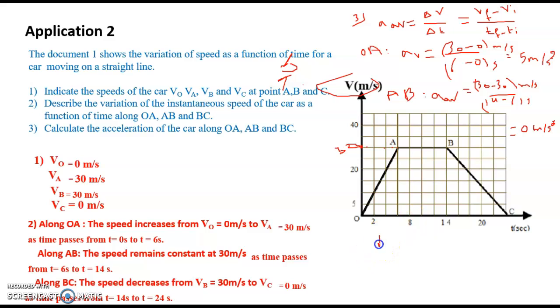And finally, along BC, we say that a average is equal to VC minus VB over TC minus TB. So VC is 0 minus VB, which is 30 meter per second, over TC, which is 24, minus 14 seconds. As long as the speed is decreasing, we expect the acceleration to be negative. So 0 minus 30 is minus 30 over 10. So it is equal to minus 3 meter per second squared.